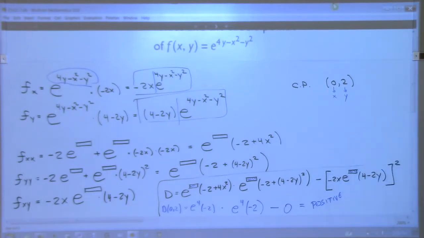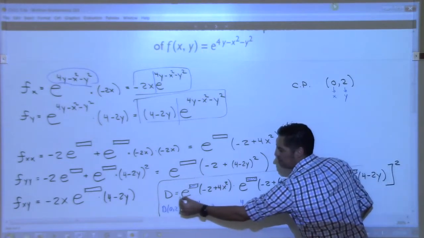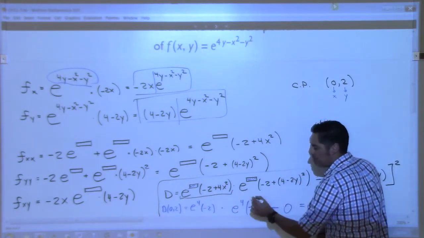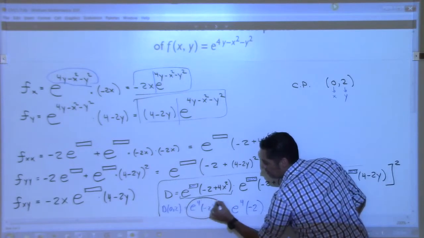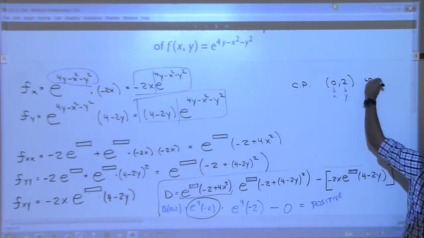Local max or min. So now what we do is we put all of our attention on this piece right here, that first piece, which is that right there. And that right there is negative. Negative means this, local max. So we have this right here is a local max.